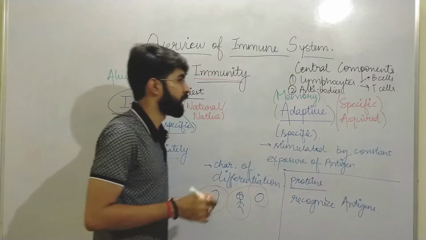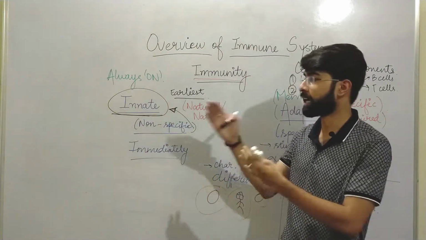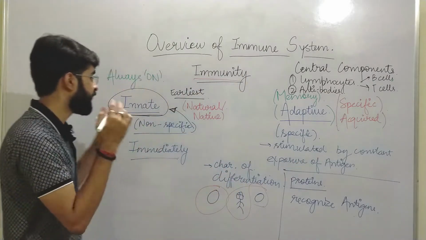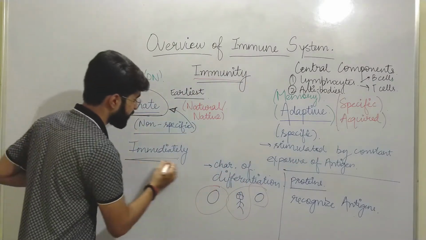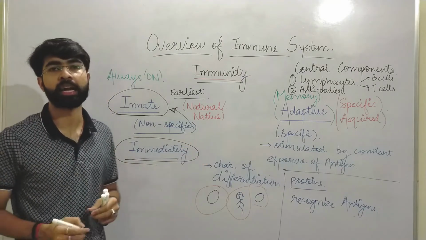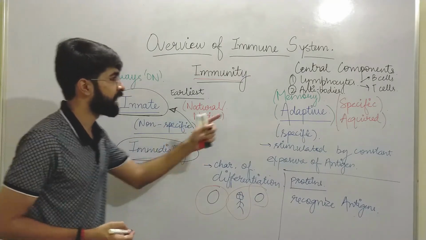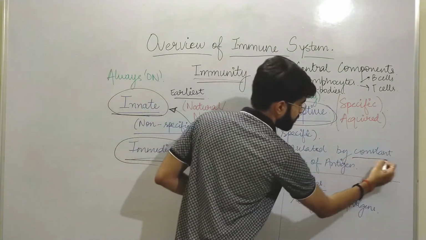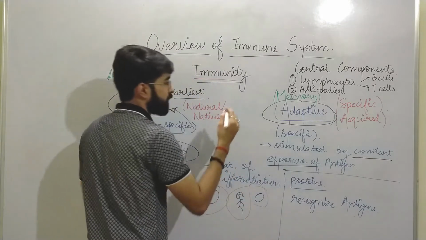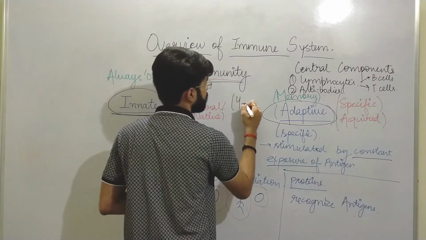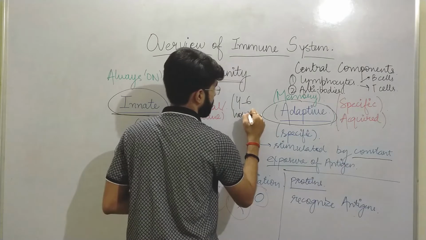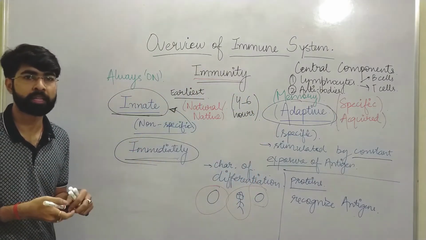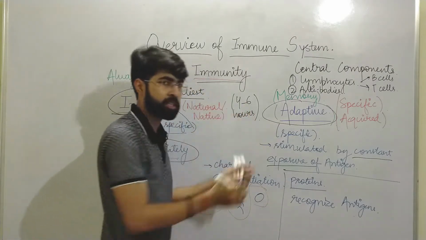Okay, so guys, now we have covered the innate immune system and the adaptive immune system. One thing more: the innate immune system comes into play immediately as soon as it encounters an antigen, whereas the adaptive immune system comes into play after constant exposure. That is, it comes into play after 4 to 6 hours minimum. It does not come into play as soon as the body encounters the pathogen.